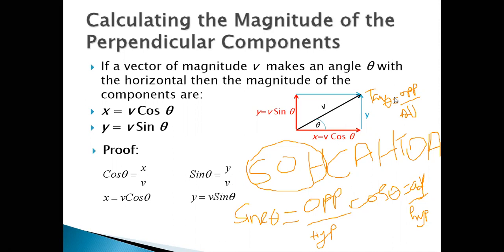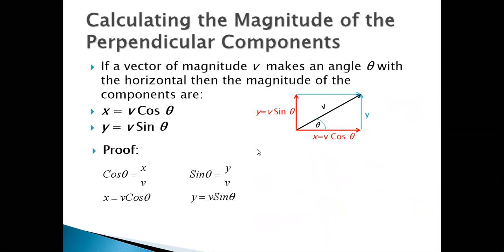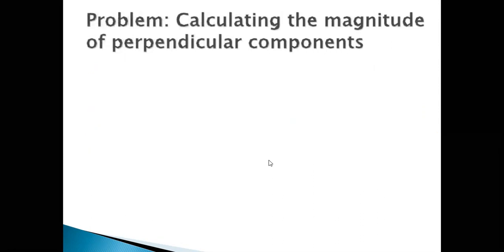So I've explained this in the last video. So if it is being pulled horizontally, we say x equal to v cos theta, and if it is being pulled vertically, we say y equal to v sine theta. Very simple. Okay, so let's get rid of these items, and then we'll move to the next. Let's consider an example. So, calculating the magnitude of perpendicular components.